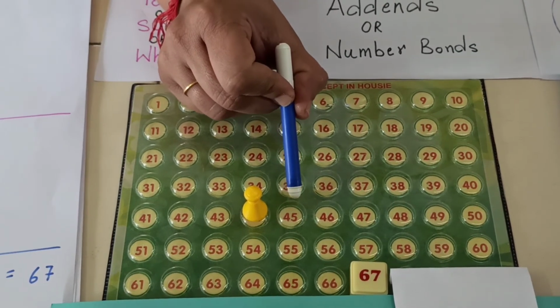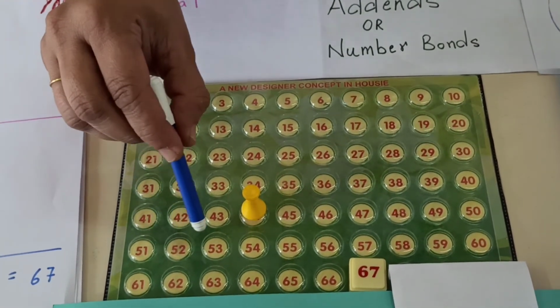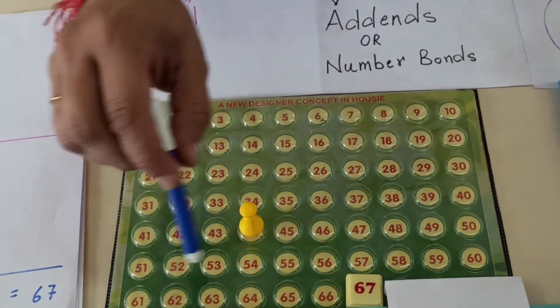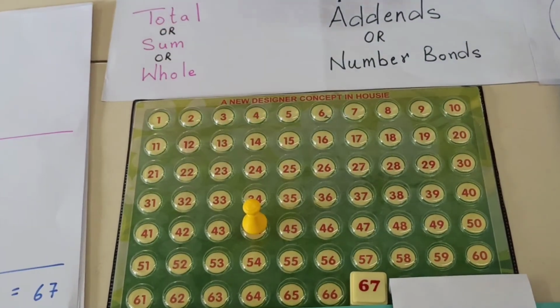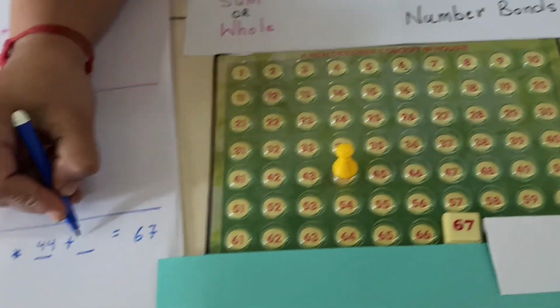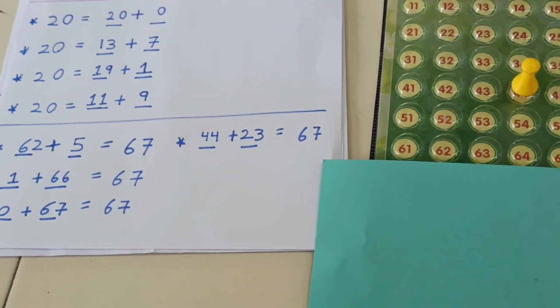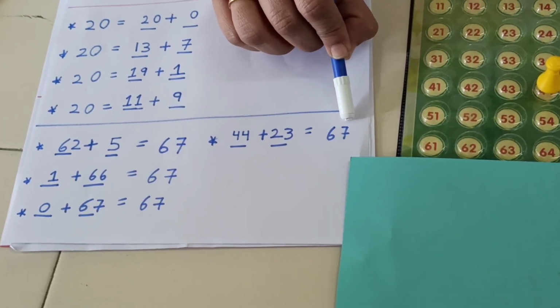Yes. So 1, 2, 3, 4, 5, 6, 7, 8, 9, 10, 11, 12, 13, 14, 15, 16, 17, 18, 19, 20, 21, 22 and 23. So 23 is my answer here. So 44 plus 23 is equal to 67.